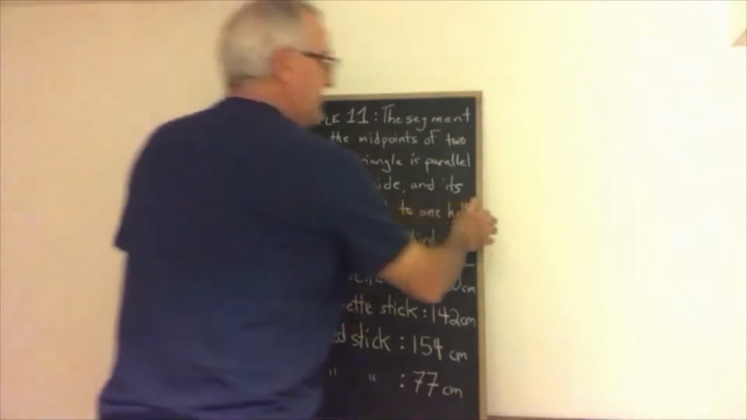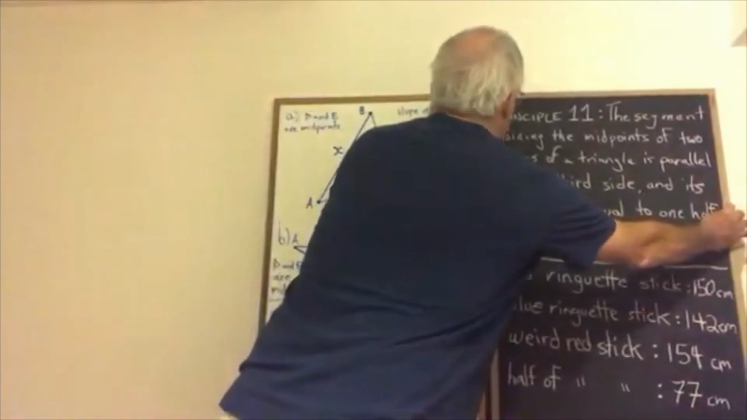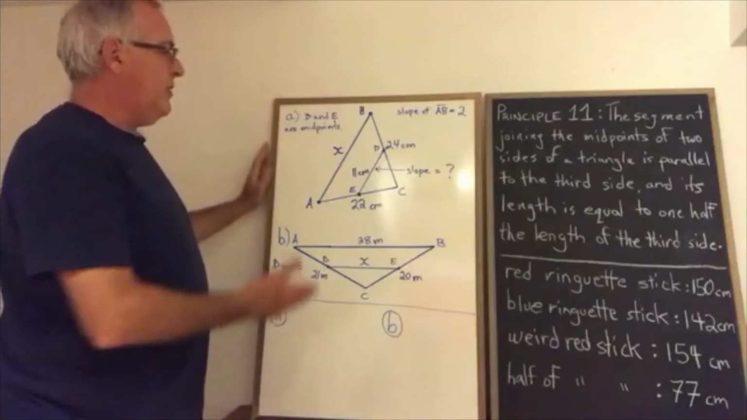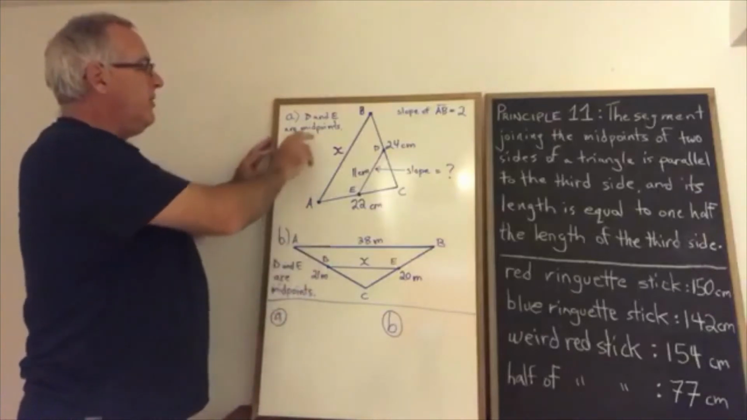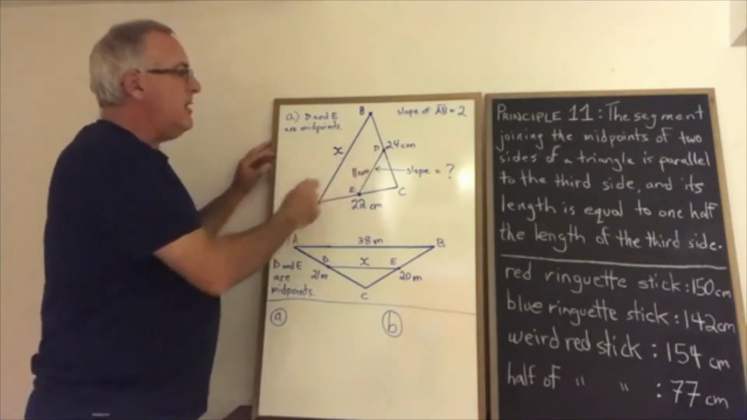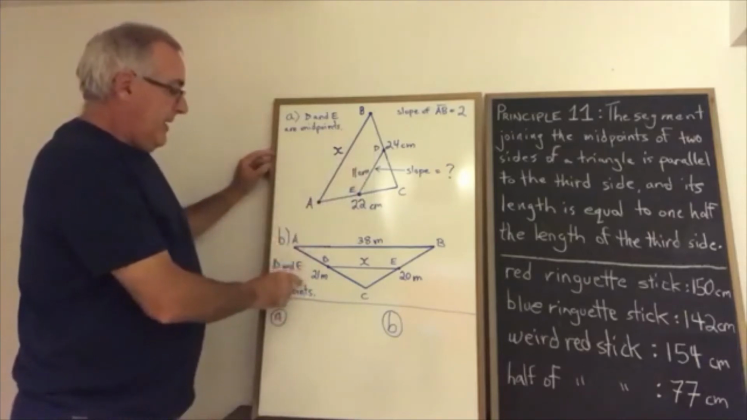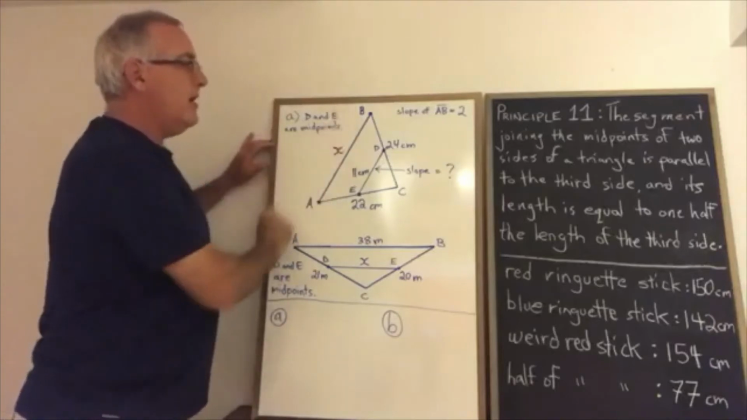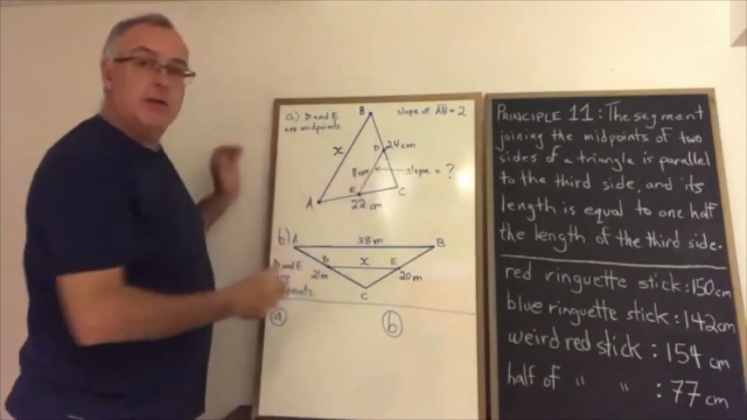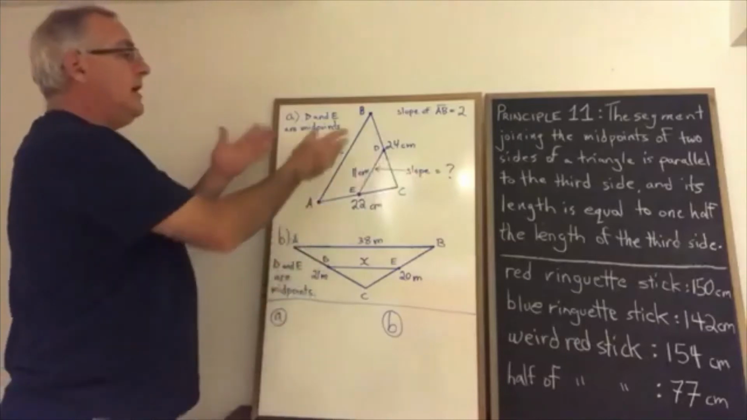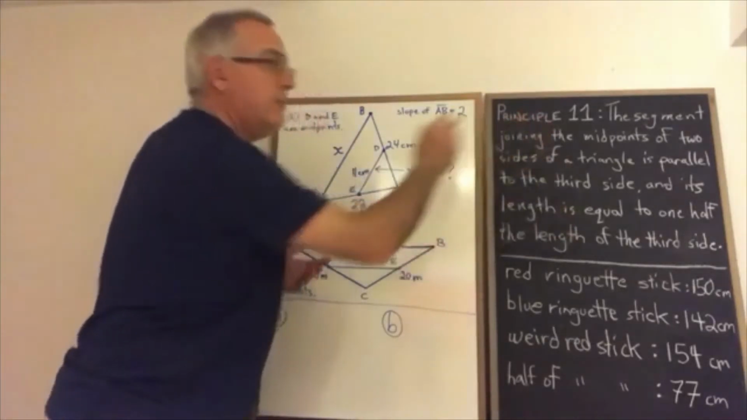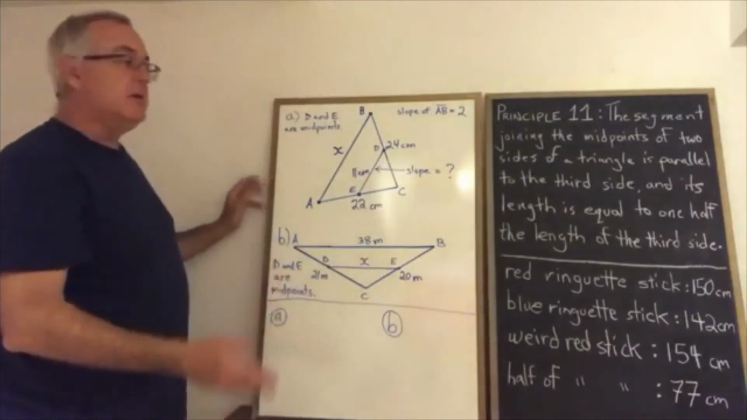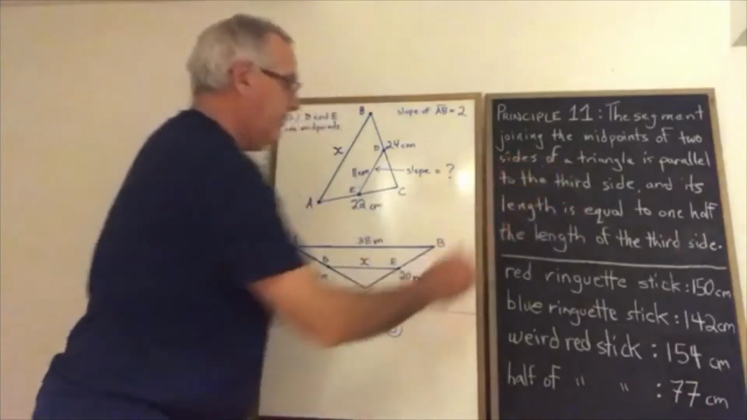Now let's look at a couple of small problems where Principle 11 will become helpful. We have A and B. Each of them is a triangle. In both cases, D and E are midpoints. In question A, we are being asked for two things: the length of side AB and the slope of this segment joining the midpoints. So to answer both of those, we're going to be using both parts of Principle 11. In question B, we're only asked for the length of the segment joining the midpoints, so we're going to be using the second half of Principle 11.